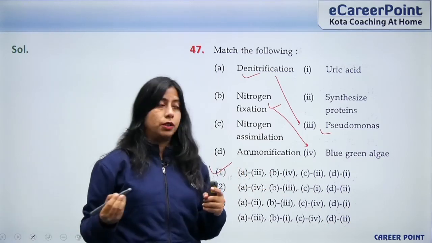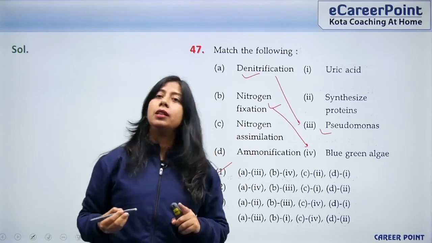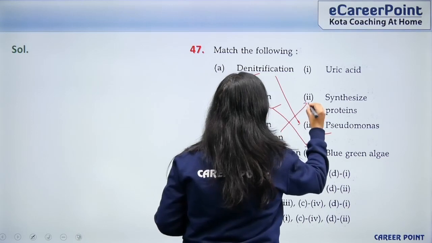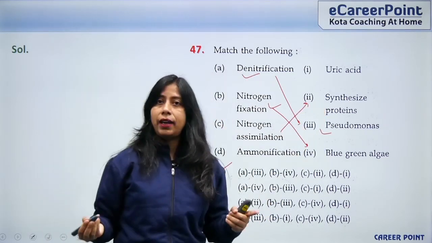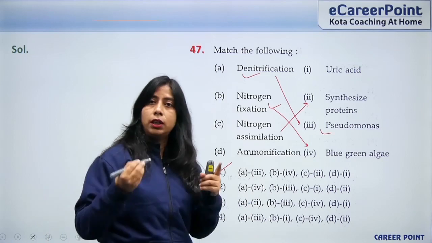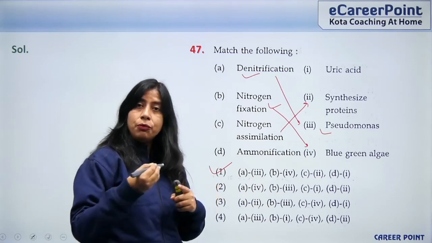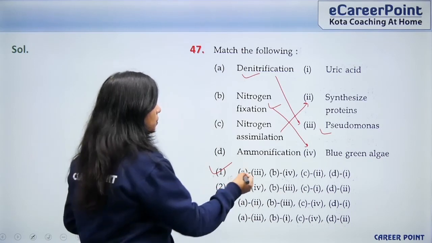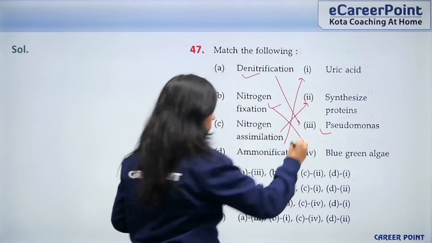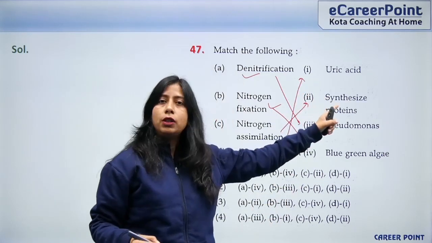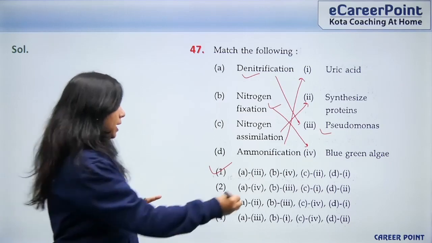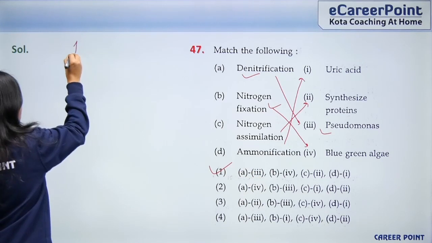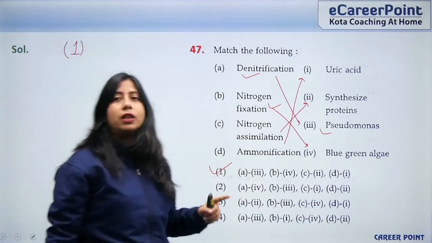Let's match the other options. Nitrogen assimilation relates to synthesis of protein. So here it goes with this. And if we are talking about ammonification, in which the protein part gets converted into either ammonia, uric acid or urea. So here in the option it is given as uric acid. So here D will be the first one. So all the options are matching and option number 1 is the right answer in the first question.